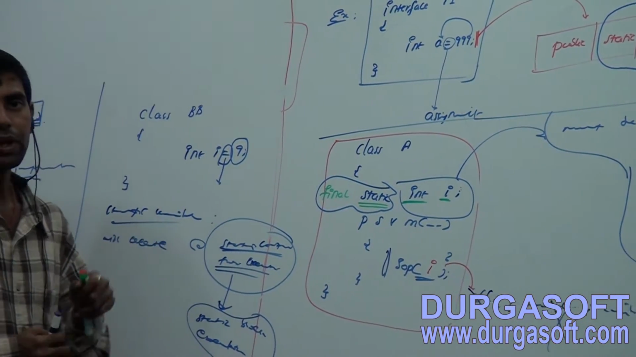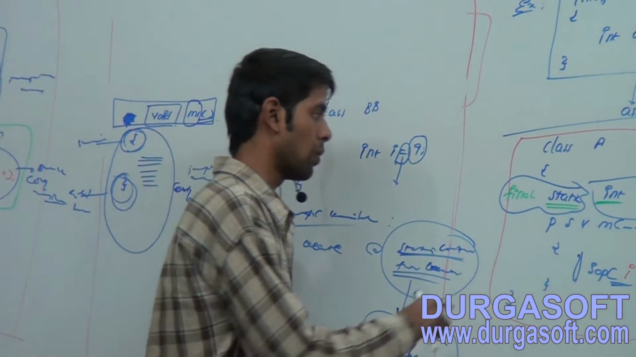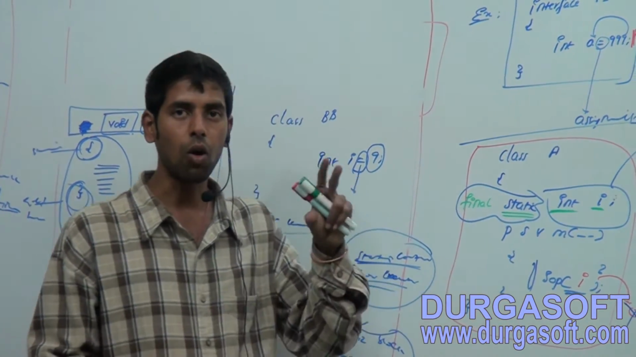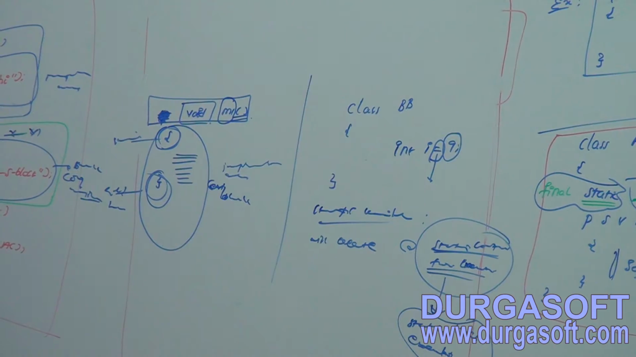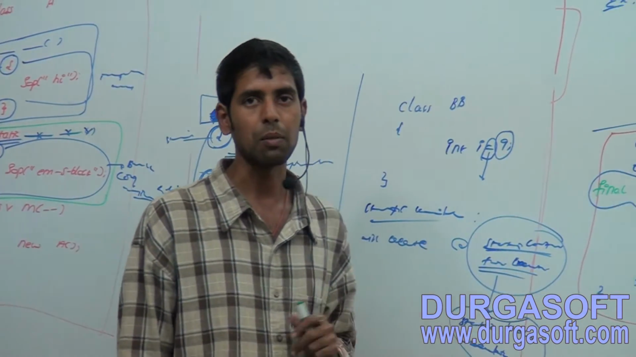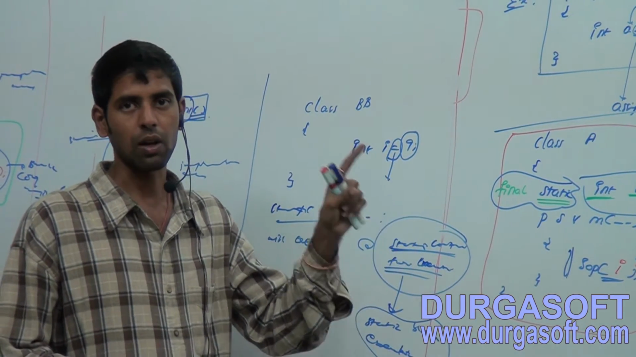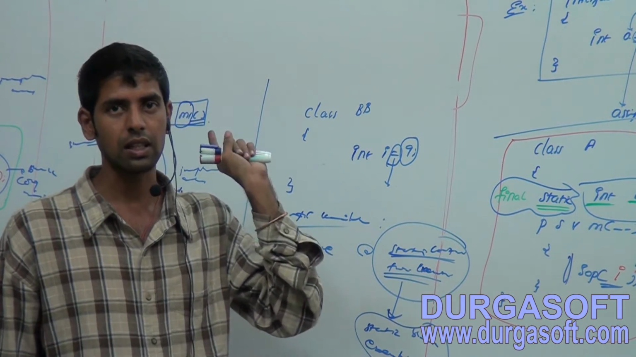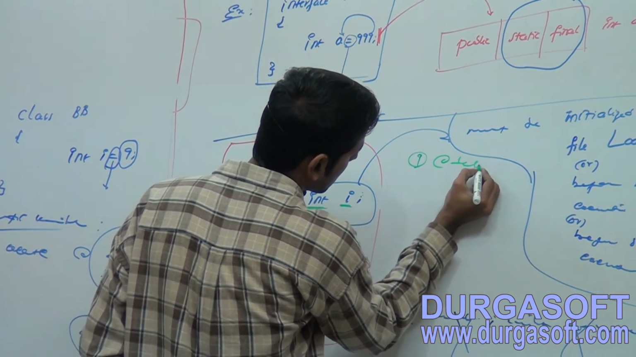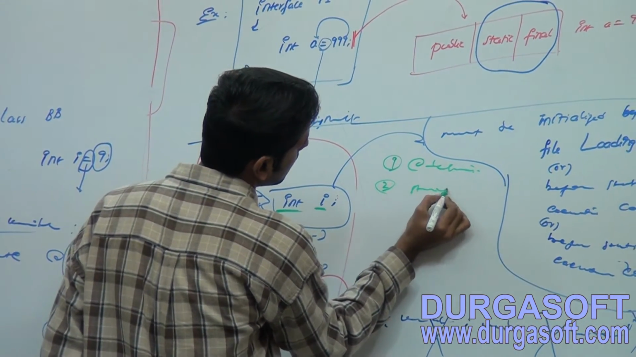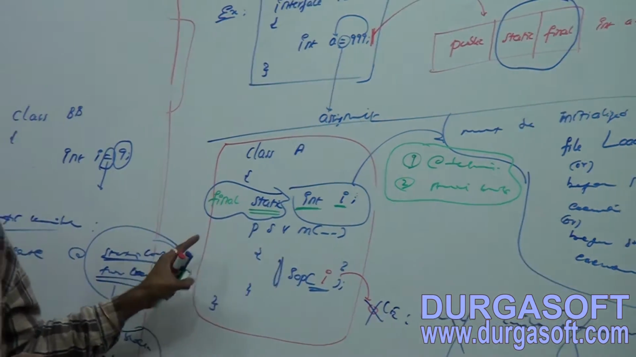Now let me know in how many areas we can initialize this final static variable. Before .class file loading completes, we have to perform initialization. Two areas are there. The first area is at declaration. Next, the static block. These are the two areas to initialize this variable.